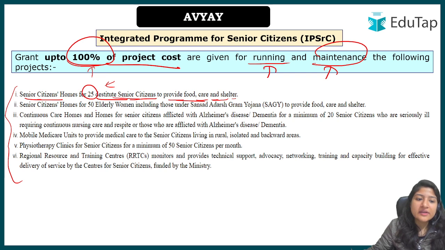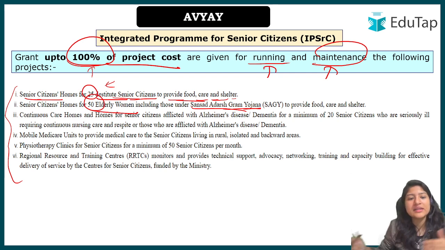Okay, similarly we have homes for 50 elderly women as well, those who are under Sansad Adarsh Gram Yojana. Now Sansad Adarsh Gram Yojana actually focuses on developing the village. Okay, so even if women are coming under this, they will be included under this particular category also.